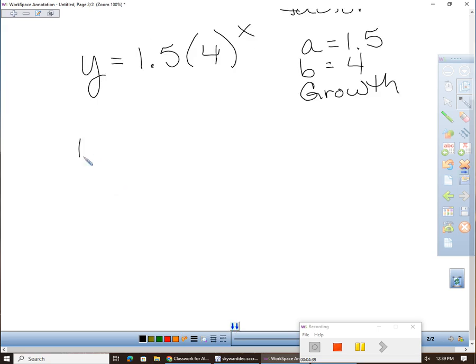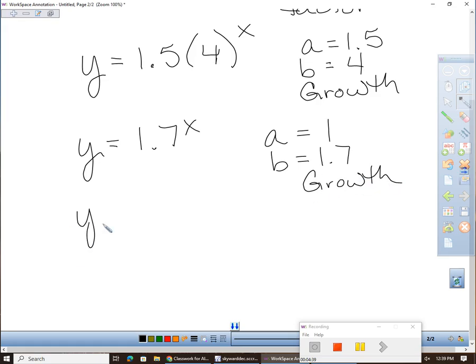All right, let's say I have y equals 1.7 to the x. What is my a value this time? Ooh, what magical number is always there? A equals 1, right? My b value is 1.7. Is that greater than 1? So this again is a growth.